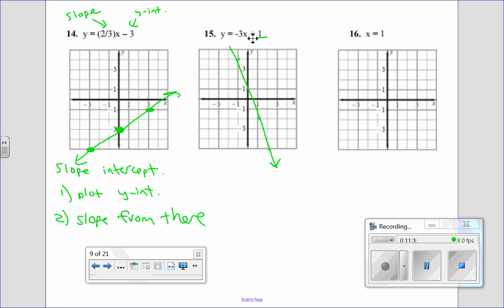All right, 16. X equals 1. That's a little bit different than it was in number 13. X equals 1. It is going to be an undefined slope. Very good. So we're going to go to the x-axis. We're going to go to 1. We're going to have your line cross the axis perpendicularly through the axis. Undefined. The worst curse word in mathematics.